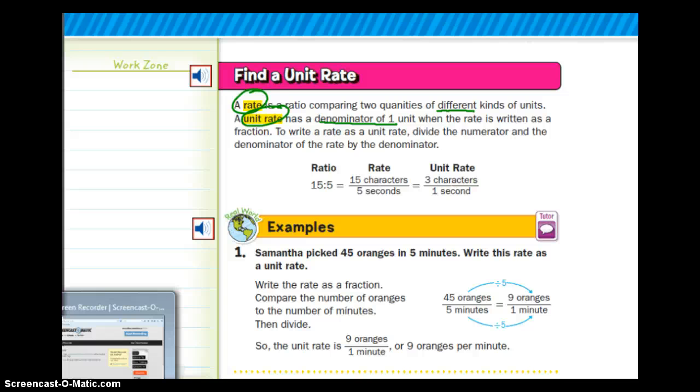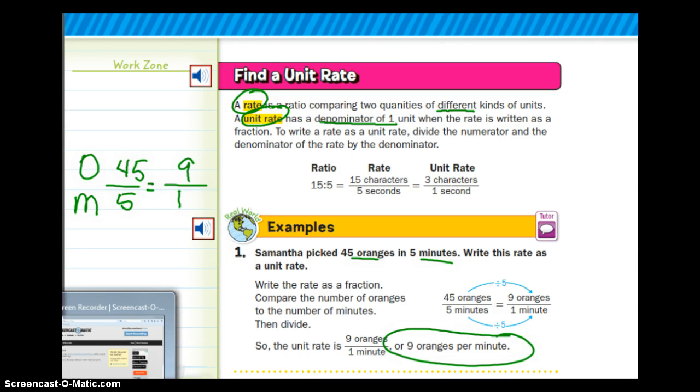So let's talk about example number 1. Samantha picked 45 oranges in 5 minutes. We want to write it as a rate and then a unit rate. The most important thing that I can stress is that you must put labels. If you put labels, you won't mess this up. In this case, it's oranges and minutes. Oranges on top, minutes on bottom. We have 45 and we have 5. And I can simplify this by dividing by 5 and get 9 and 1. So I know that she can pick 9 oranges per minute.